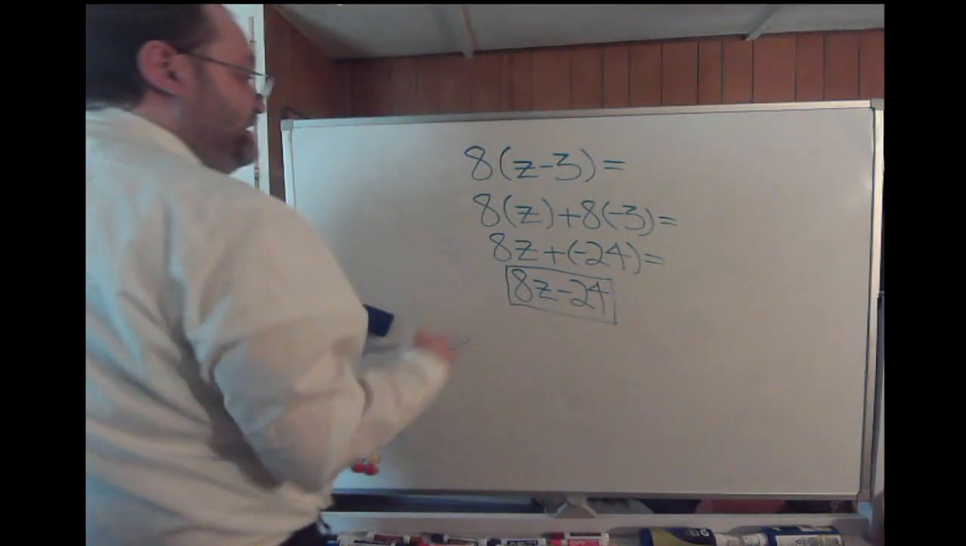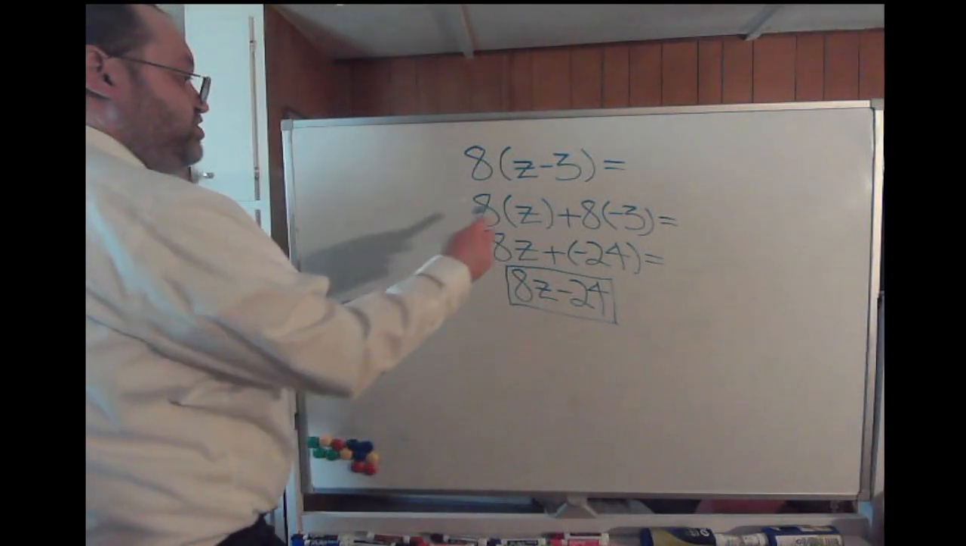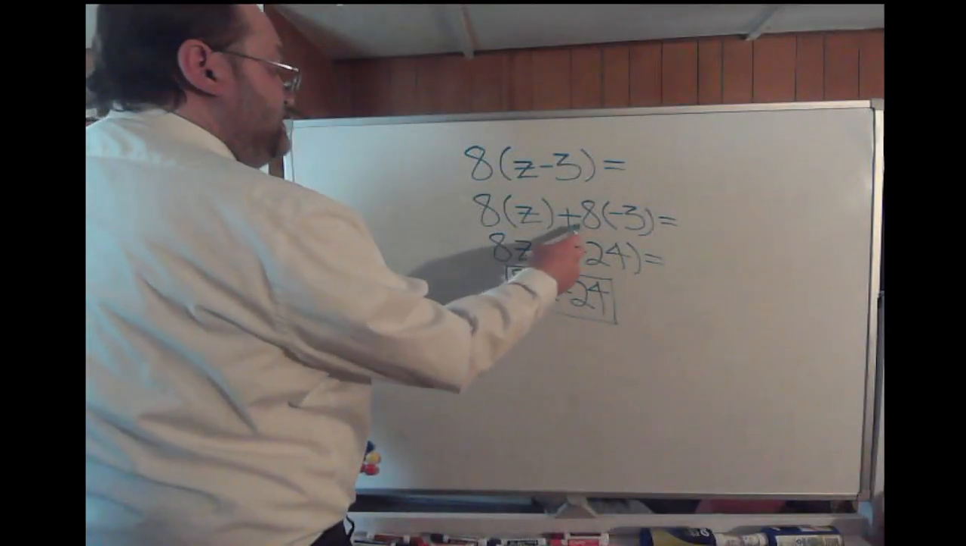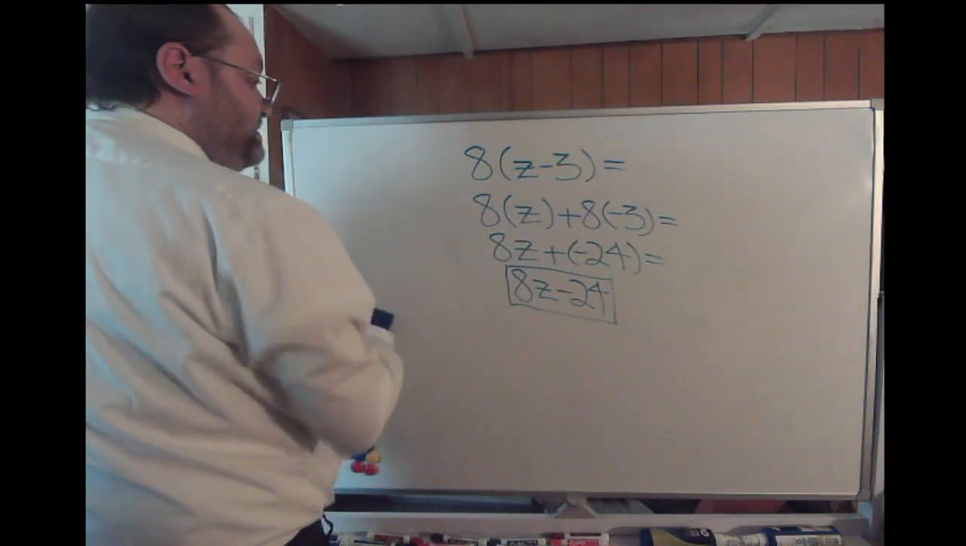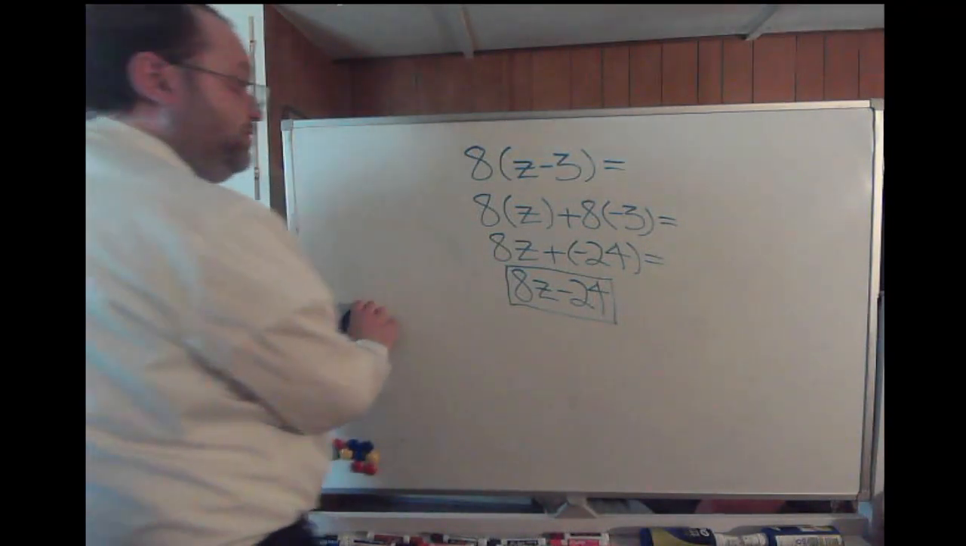You get 8z minus 24 because you distribute the 8 times z plus the 8 times the -3, and it simplifies into 8z minus 24.